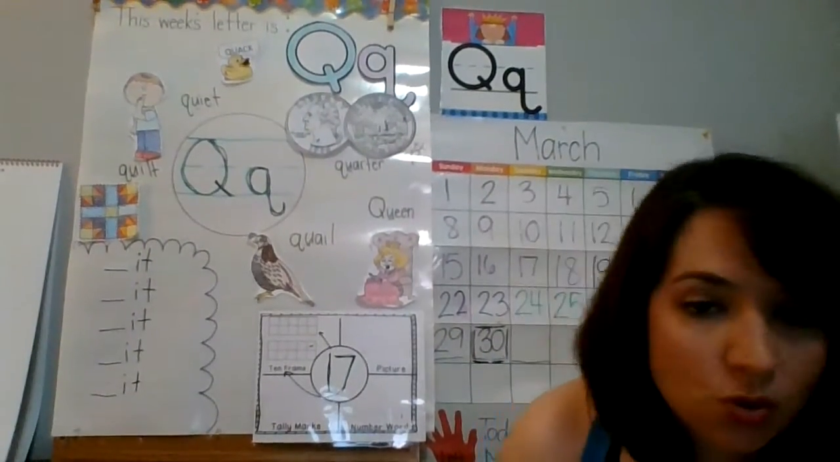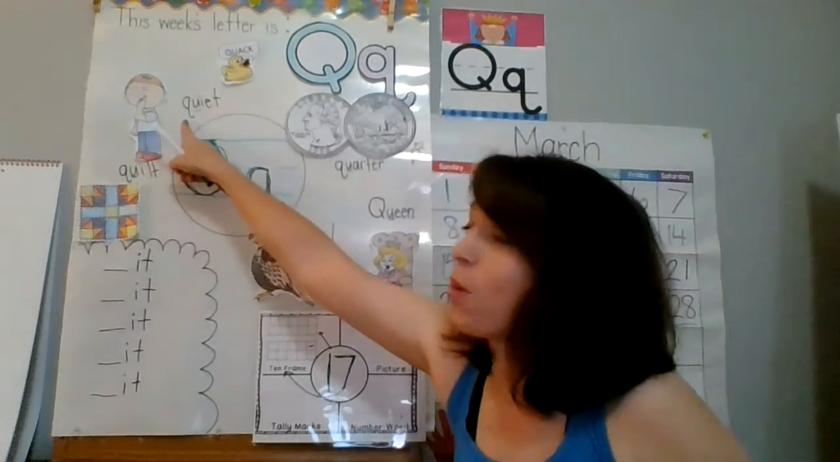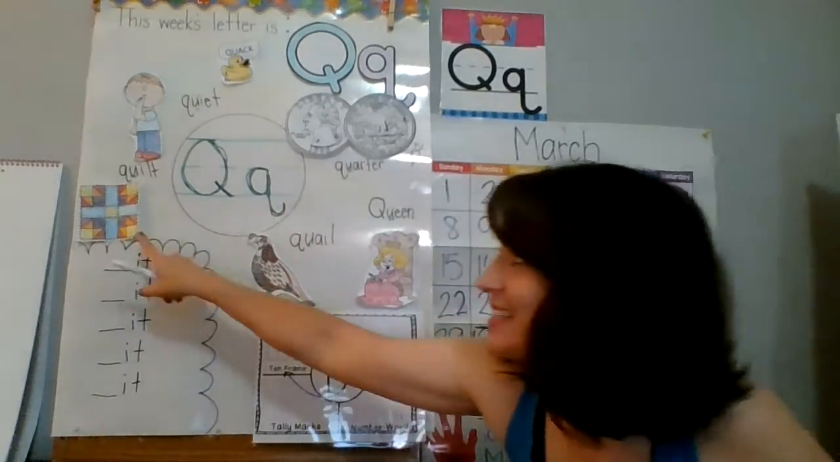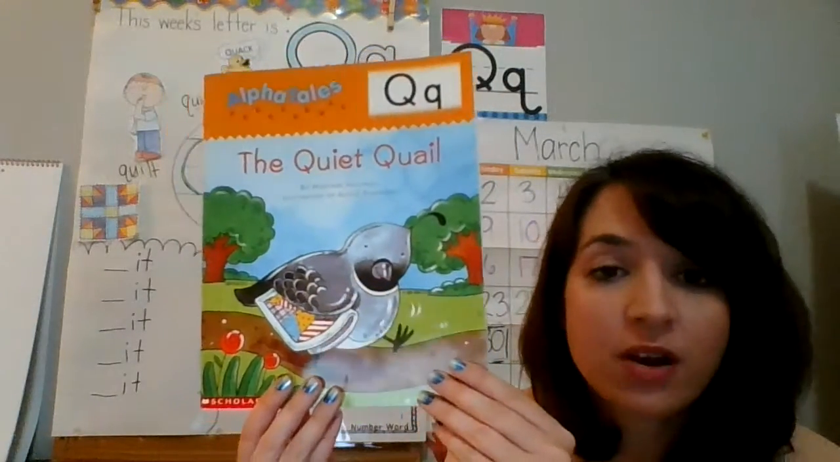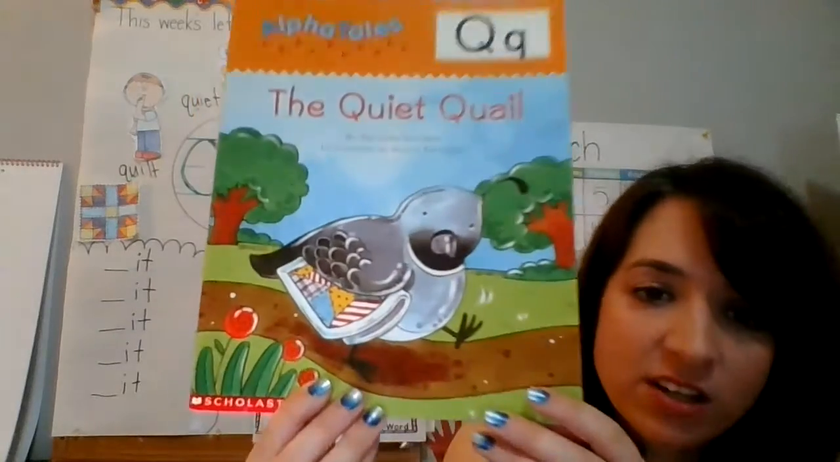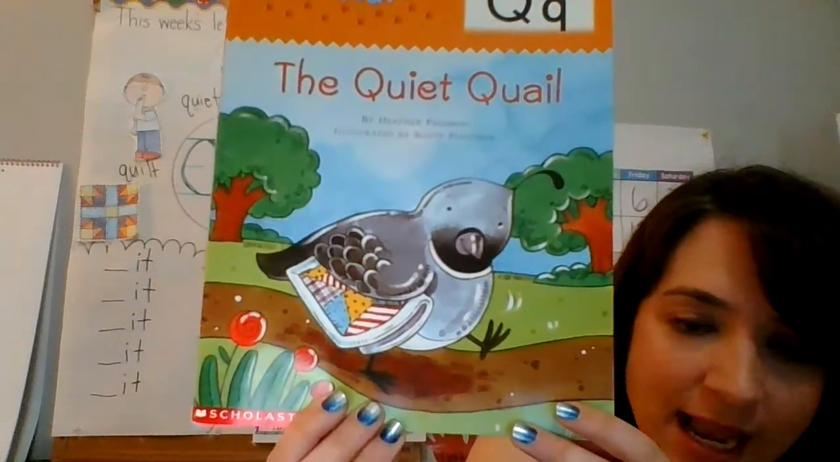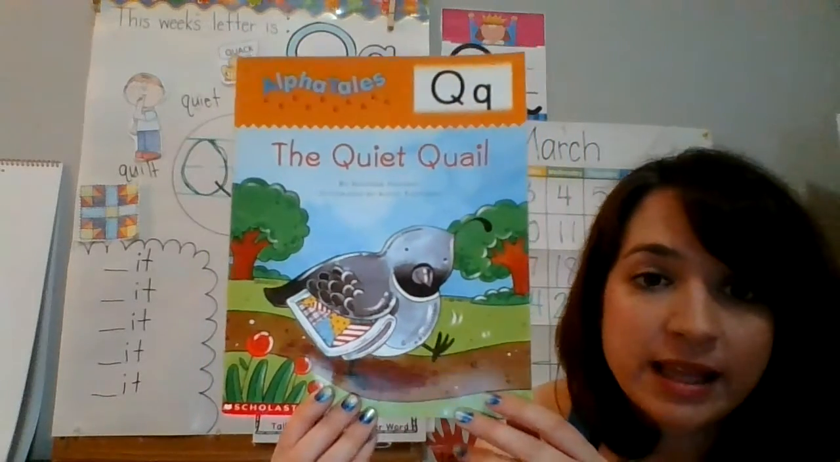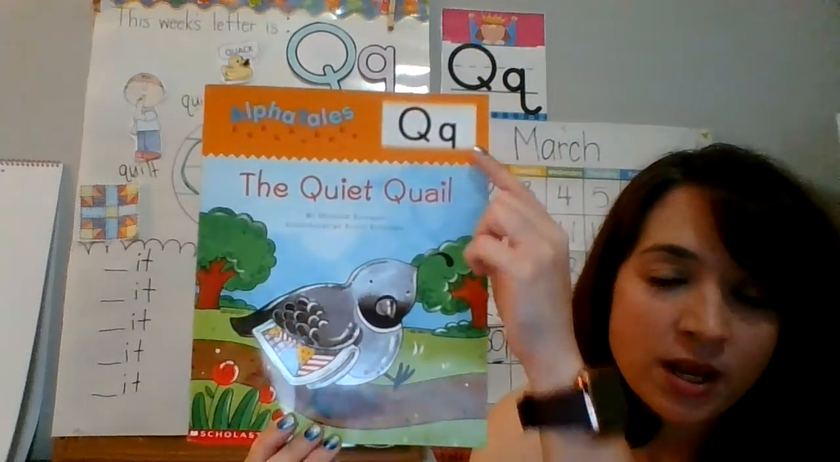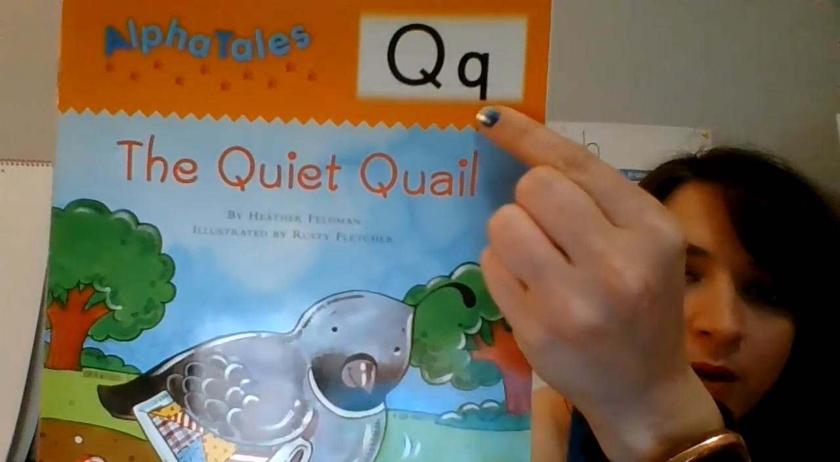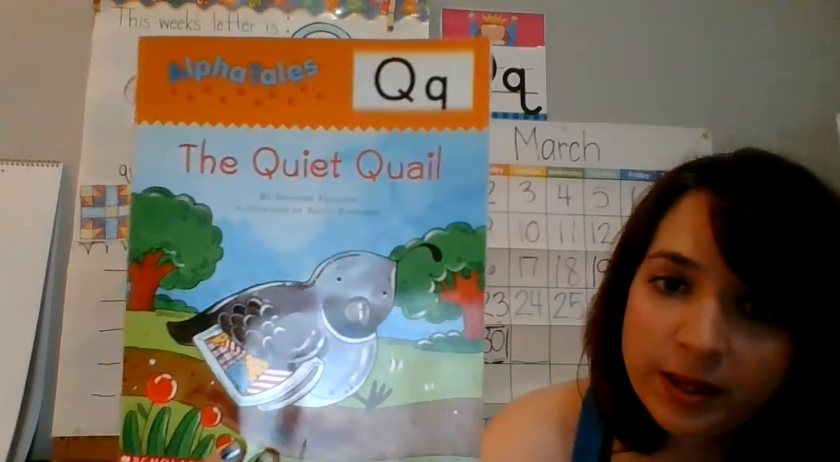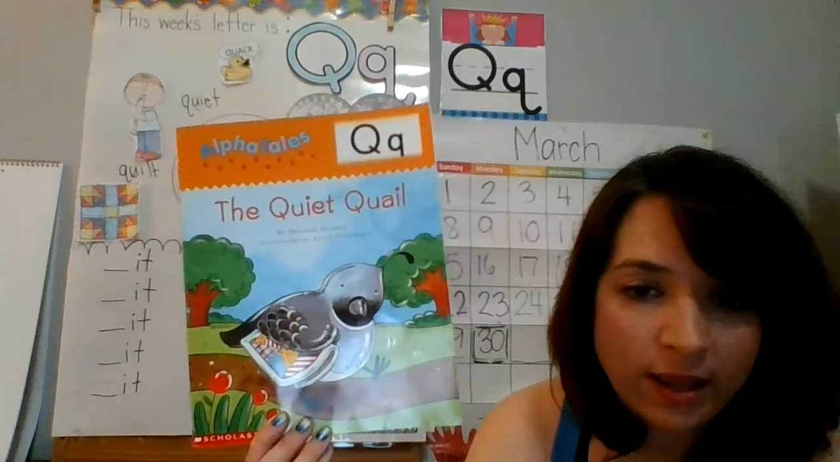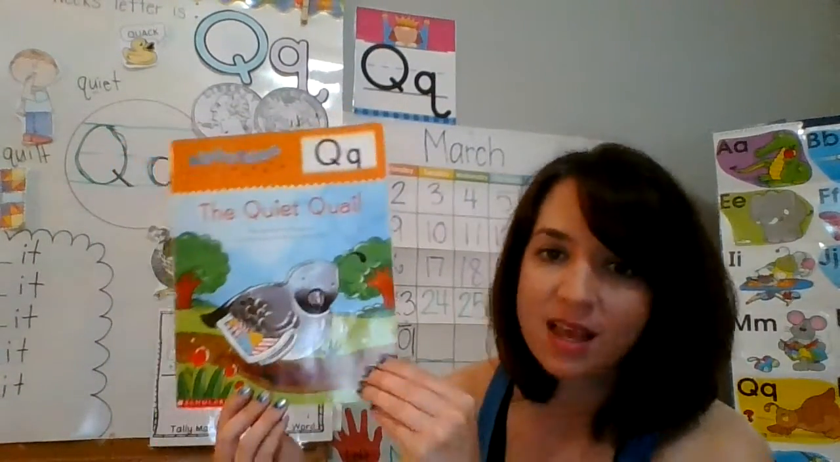Now I want to read you a story about the quiet quail. And he has a quilt that he loves. So it's from Alpha Tales, The Quiet Quail. So if I look at that bird, that's a quail. It's a type of bird. And remember, what letter are we doing this week? Q. And sometimes they do a Q, it looks like a backwards P, but we like to do the little curl in the back because it helps us tell it apart a little better. All right? The Quiet Quail. If you hear a sound, qua, qua, give me a thumbs up. Are you ready?